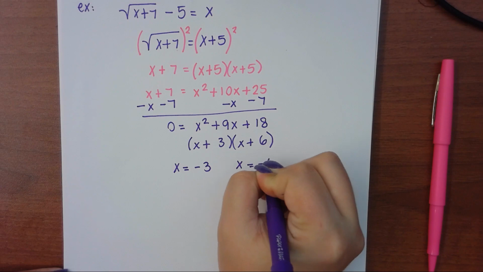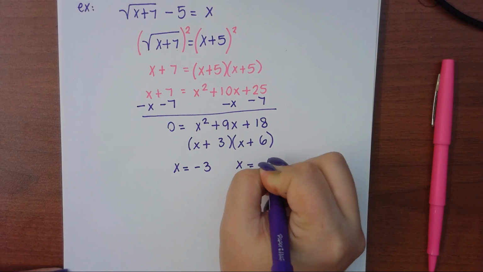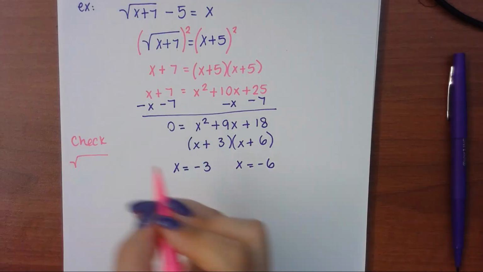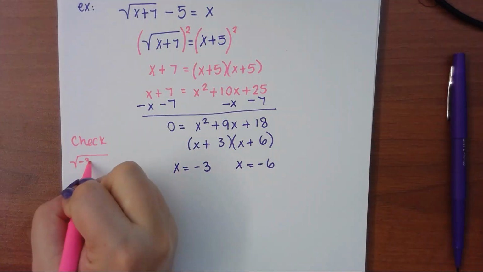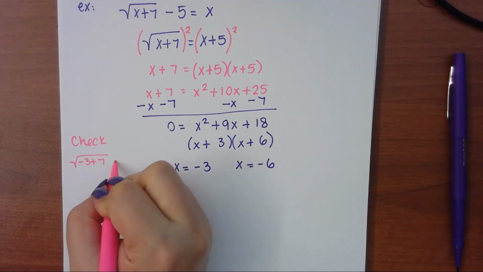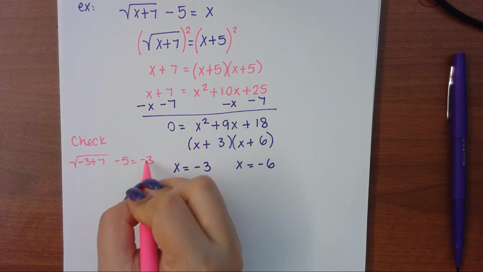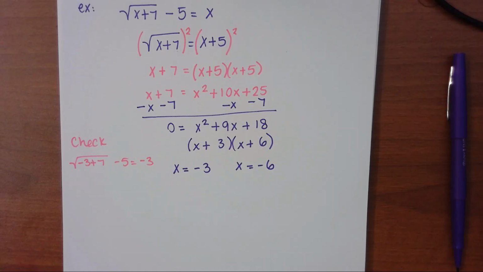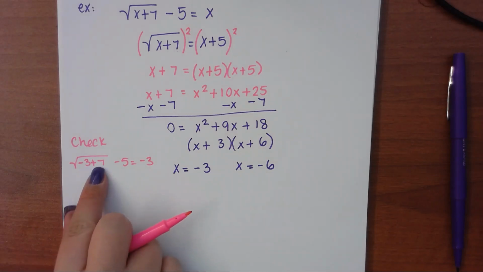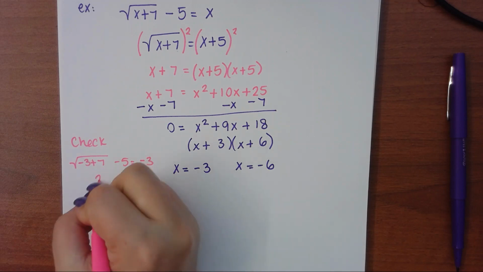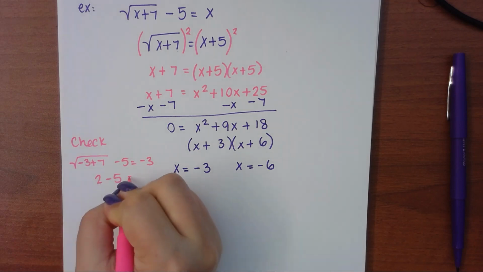I'm going to plug them into the original problem. The square root of negative 3 plus 7, minus 5, is equal to x, which is negative 3. So remember, you're plugging it in for both x's. Negative 3 plus 7 is 4. Square root of 4 is 2. So 2 minus 5 does give me a negative 3.